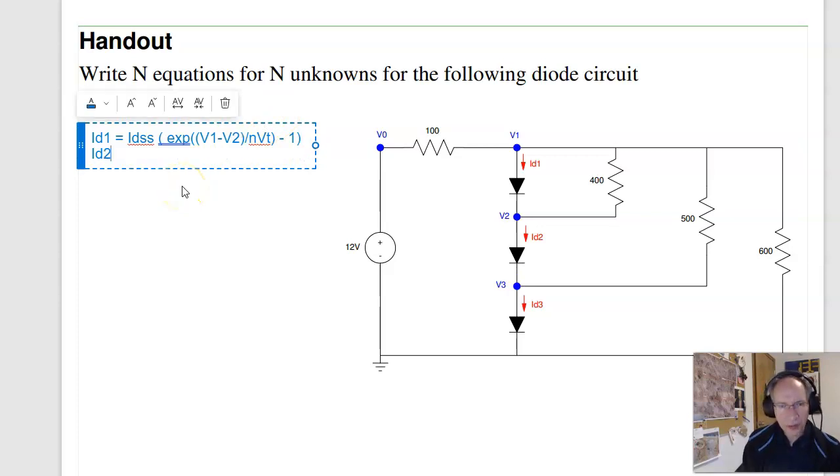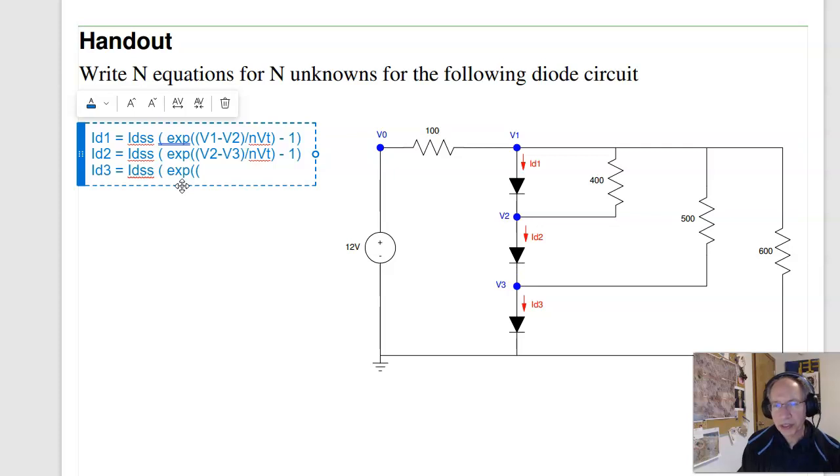The second diode. Its voltage, anode to cathode, is B2 minus B3. Third diode. Its voltage is B3 minus 0. Again, it's always anode to cathode. That's 3 equations.